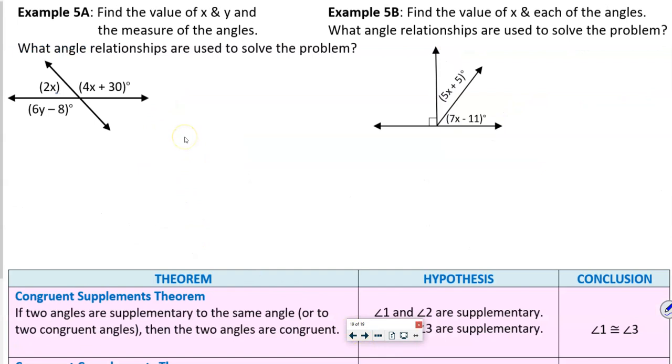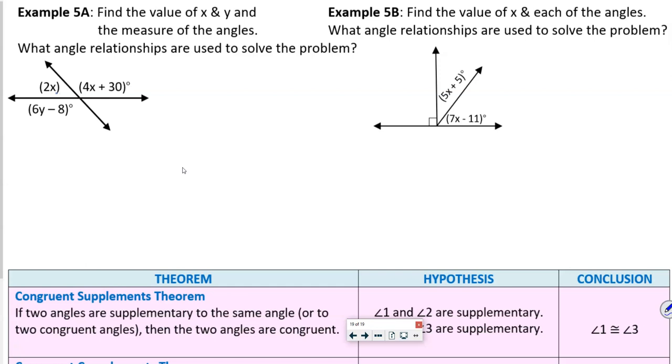So here's our last example of the day. This one says find the value of X and Y and the measures of the angle. What angle relationships are used to solve the problem? Okay, so I'm going to answer this question first.